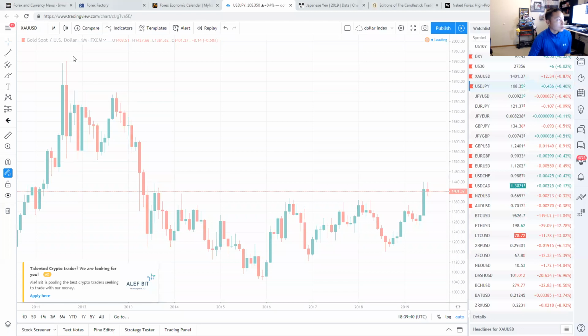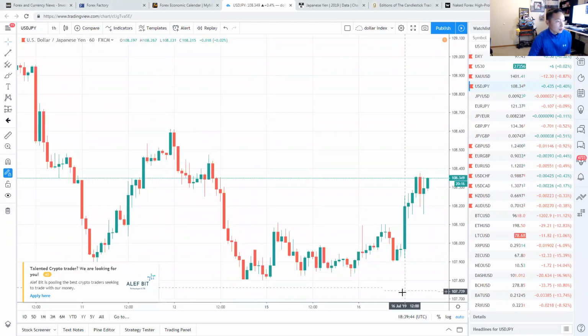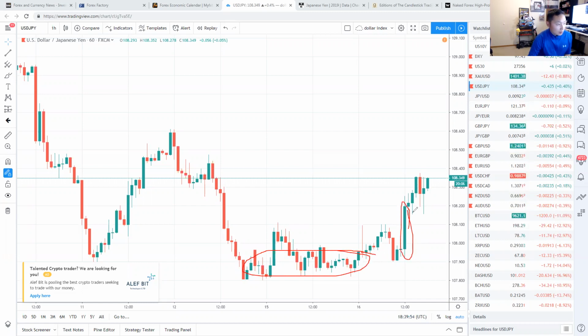So let's go to USD/JPY. I'm going to show you guys some wicks here. I'm going to go to the 1 hour. You can see the momentum of USD/JPY creating a lot of support here, right? You can see a bullish engulfing candle. You can see the bulls are still pushing on. There are a lot of wicks at the bottom, signifying that the bulls are in control.